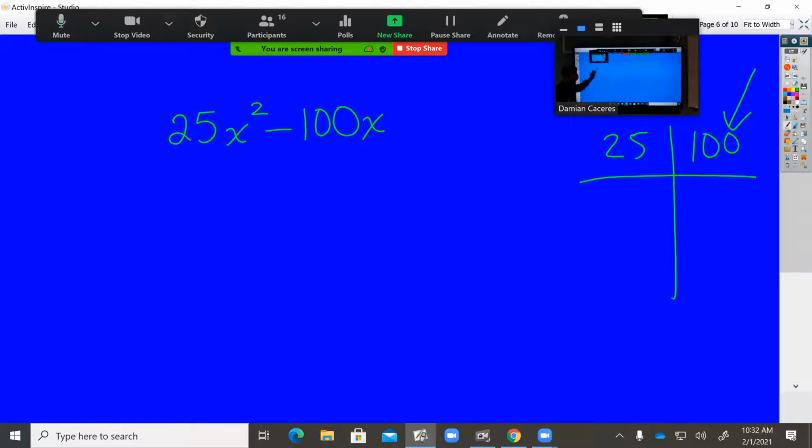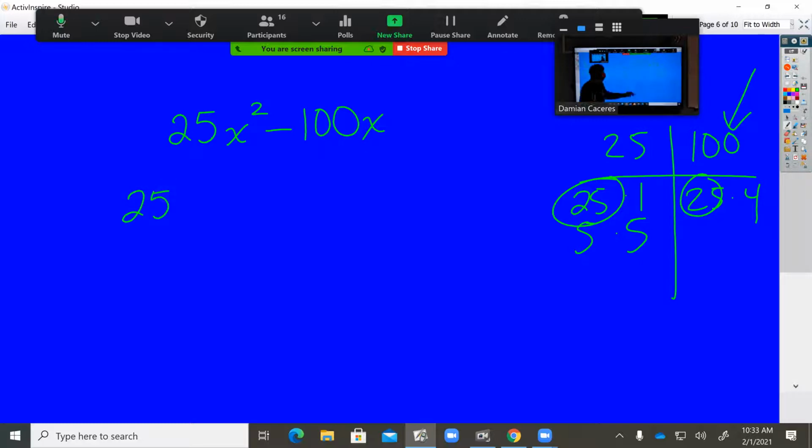You with me? So, 25, the smaller number. What times what gives you 25? 25 times 1 and 5 times 5. You always start with the biggest number. Oh, yep. 25 times 4 is 100. So we know that these two have a 25 in common.